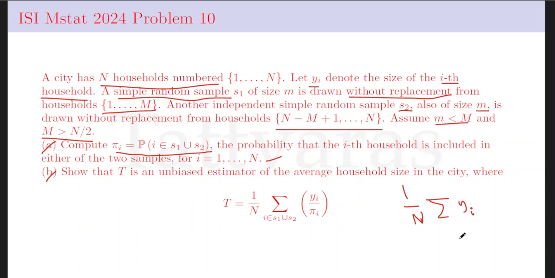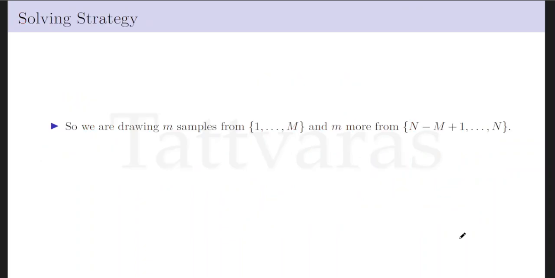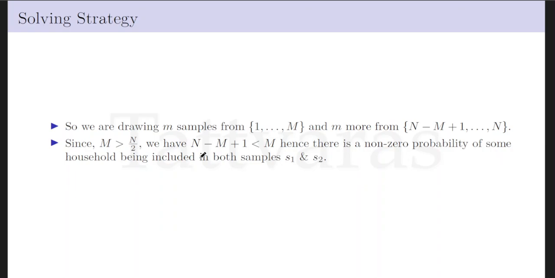Okay, so first we start with part A. Now note that we are drawing m samples from the first m observations and m from the last m observations, that is n minus m plus 1 to n. And since we have m greater than n by 2, we have this kind of a condition that the starting point of this unit is lying before this unit. So there is some overlap.